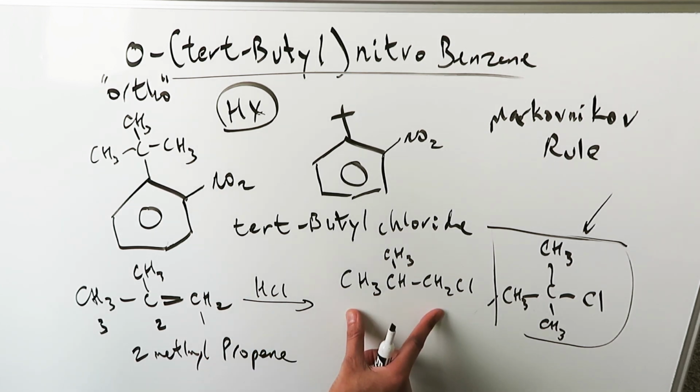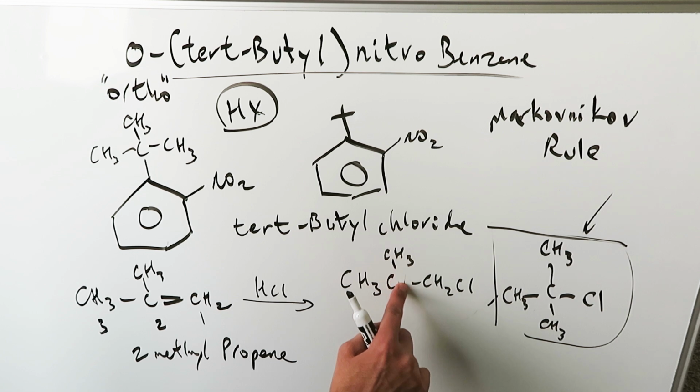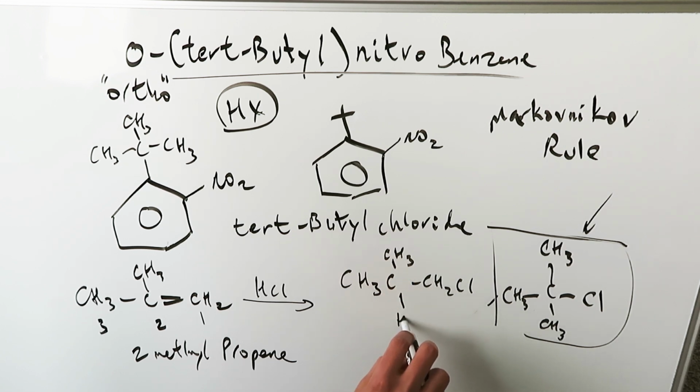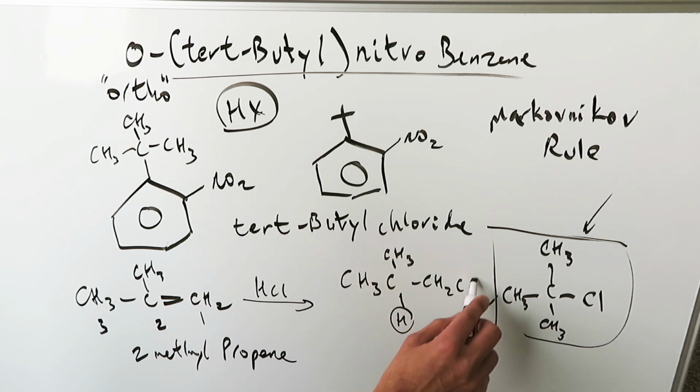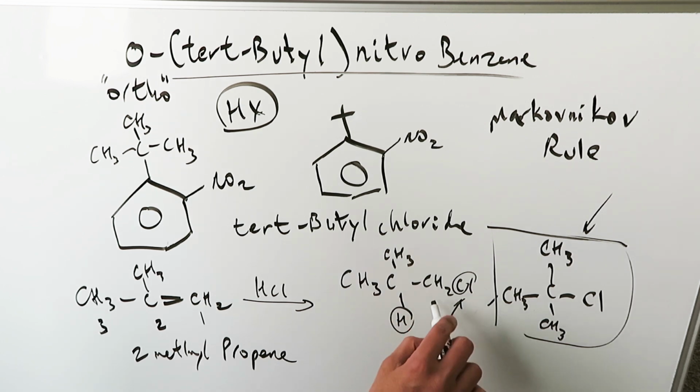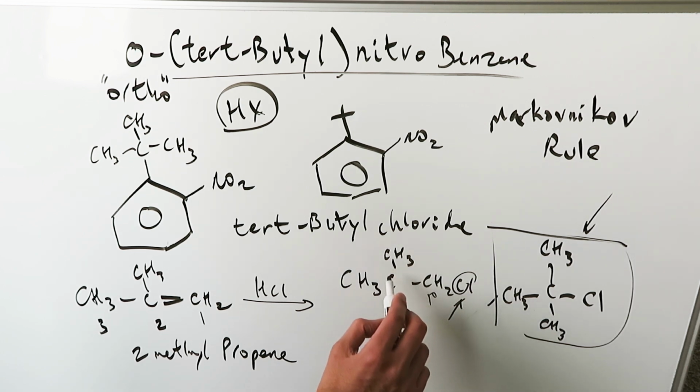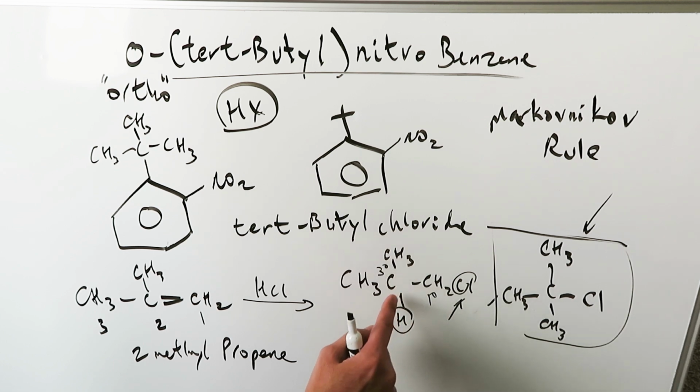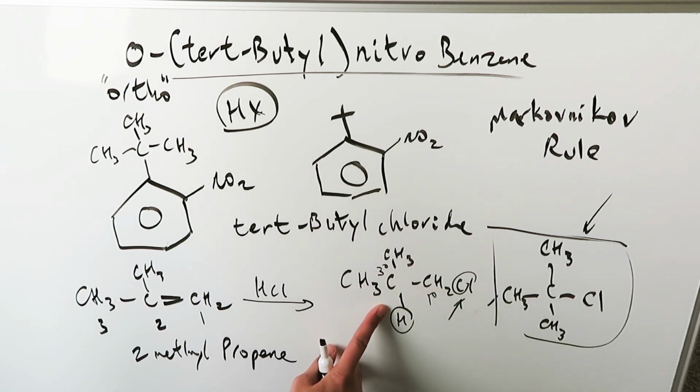The reason why this doesn't happen is because this is anti-Markovnikov. This is opposite that rule, where this hydrogen over here is attached to the more substituted carbon, and this chlorine is attached to the less substituted carbon. Why is this less substituted? Because this is a primary carbon. This right here is a tertiary carbon. It's the exact opposite of what the rule states.